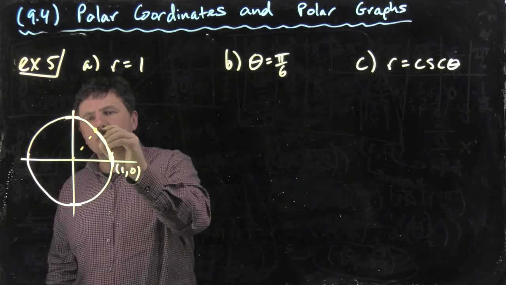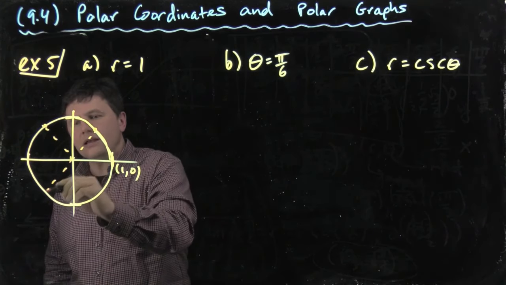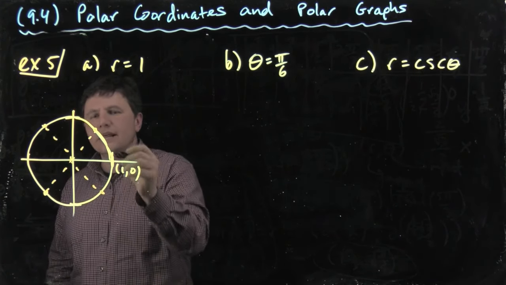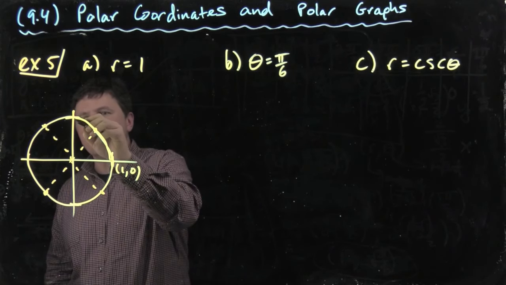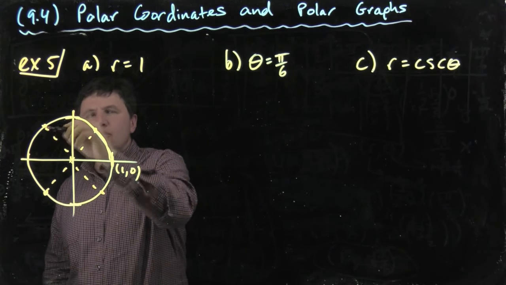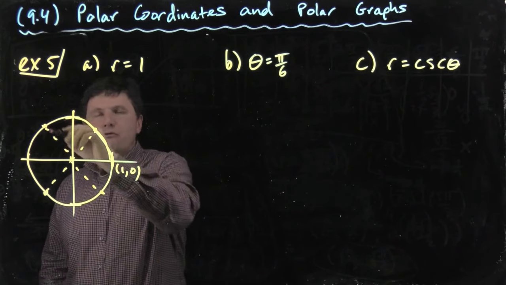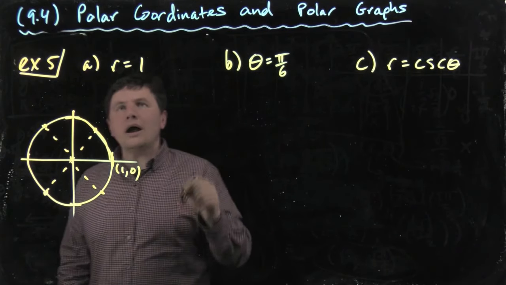So like I said, r is always 1 here. It doesn't matter what the theta is. Theta equals 0, theta equals pi over 2, theta equals 3 pi over 4, it's always 1. So how do we get this?